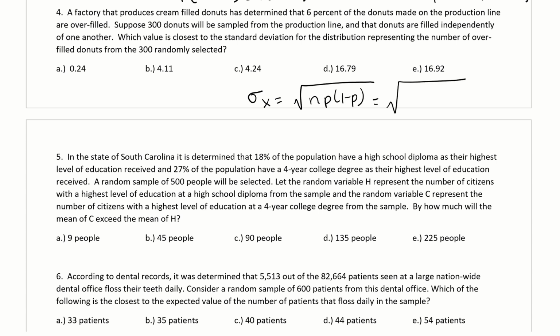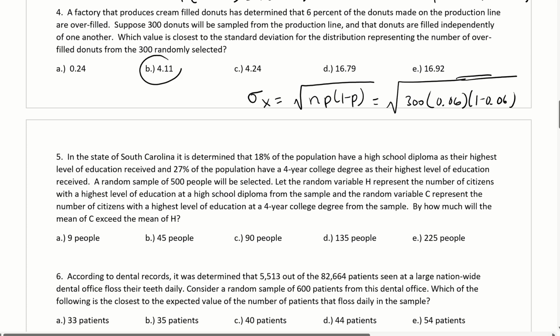We have the square root of 300 times 0.06 times 1 minus 0.06. All right, and we'll calculate that. All right, and if you calculate that, the answer is 4.11, so it's going to be B.